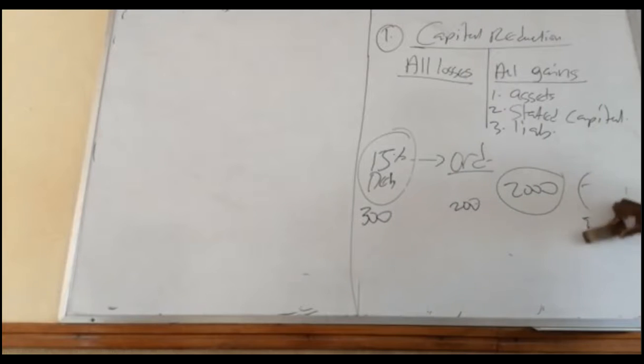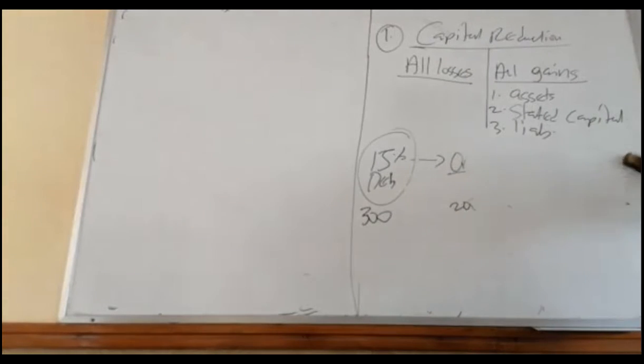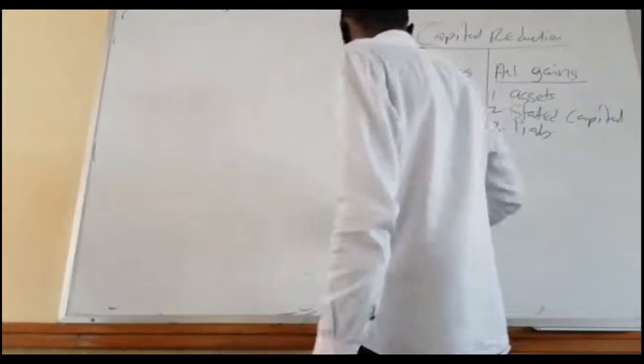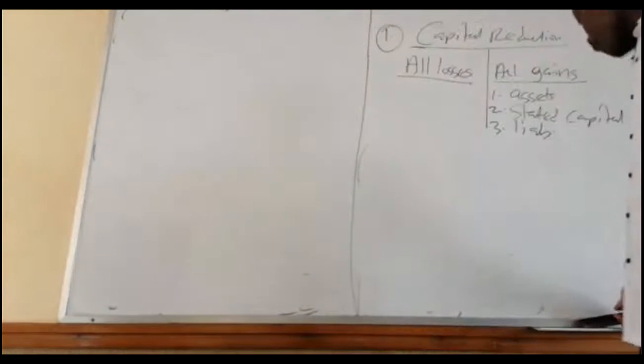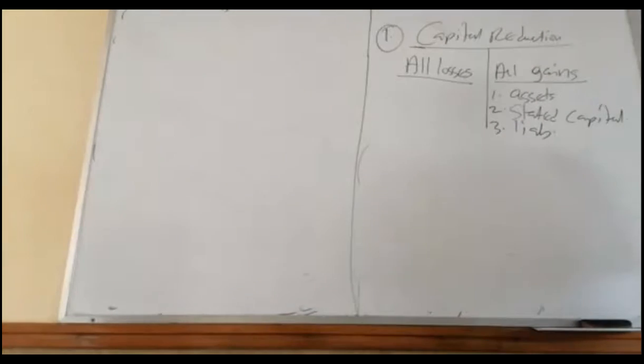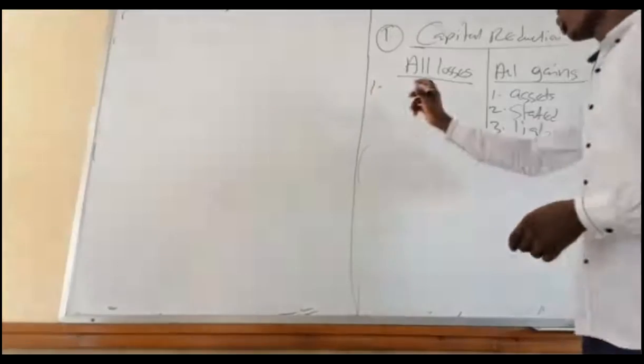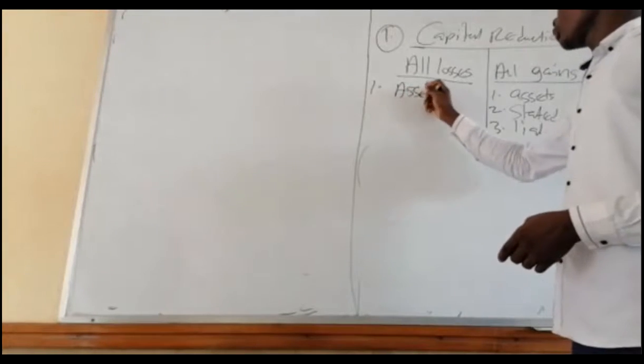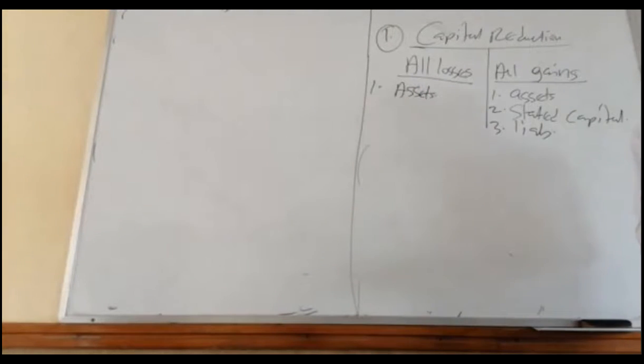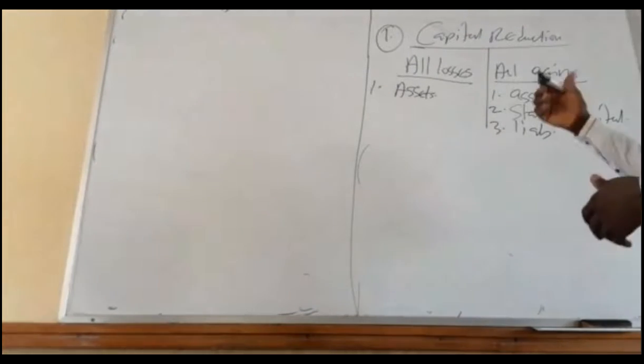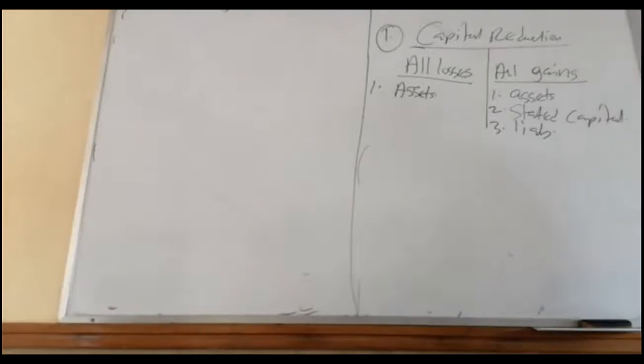Then let's continue the game. So these are the examples of gains that you are likely to have. Then let's go to losses. There are many. Number one, losses coming from assets. That's revaluation loss. If you do a valuation and it happens that the value decreases, you've made a loss. So it must be here at the capital reduction account.